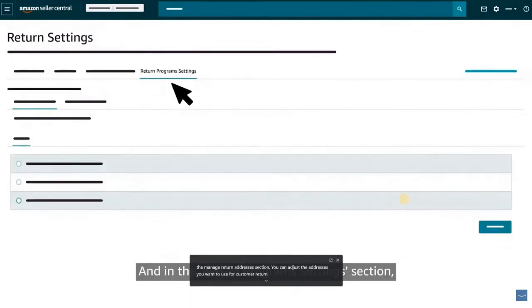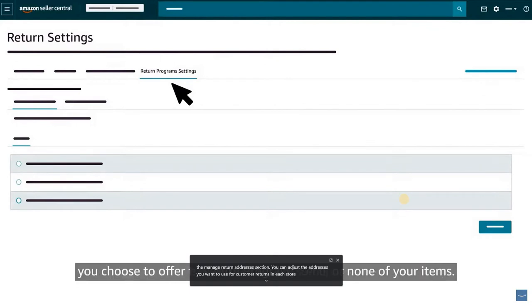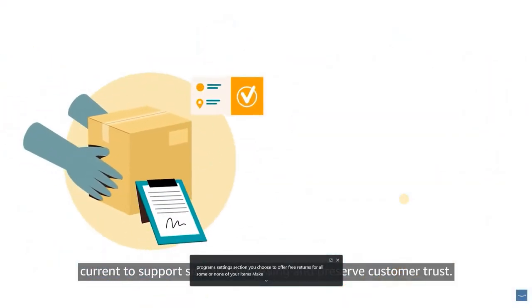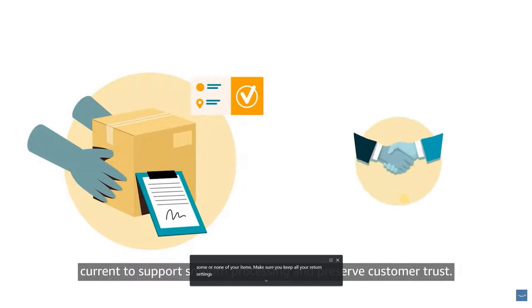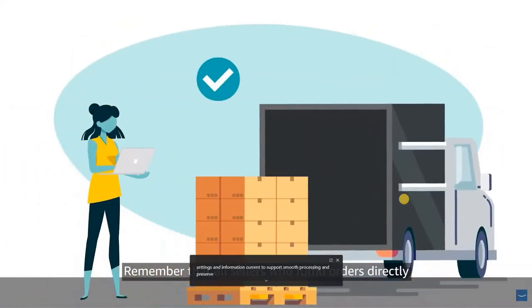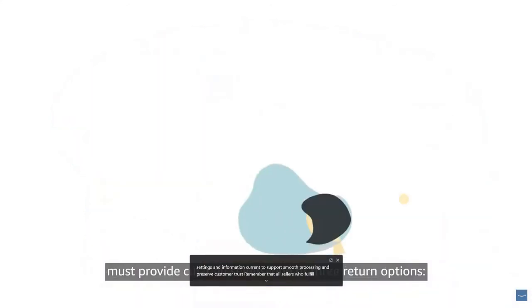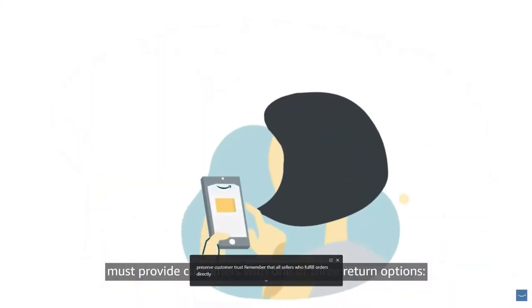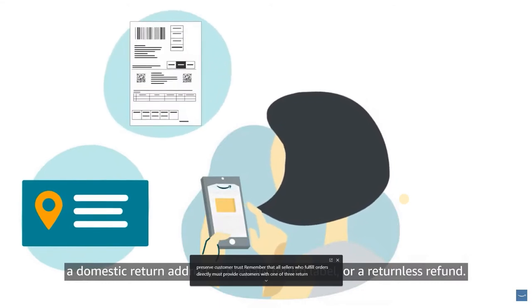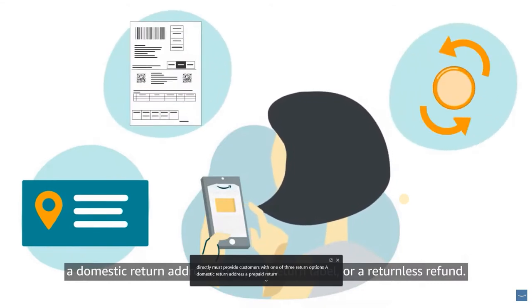And in the Return Programs Settings section, you choose to offer free returns for all, some, or none of your items. Make sure you keep all your return settings and information current to support smooth processing and preserve customer trust. Remember that all sellers who fulfill orders directly must provide customers with one of 3 return options: a domestic return address, a prepaid return label, or a returnless refund.